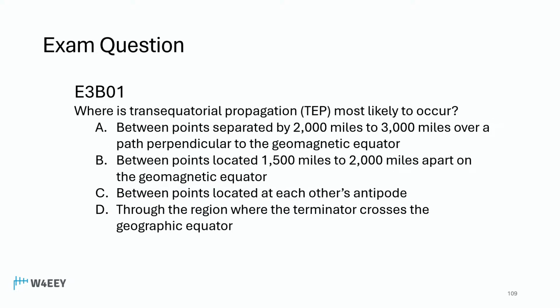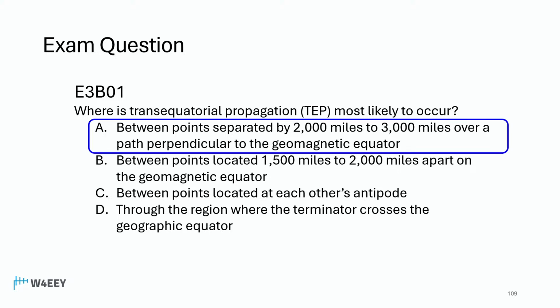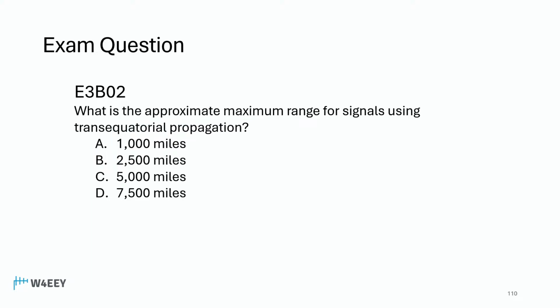Where is transequatorial propagation most likely to occur? This Alpha. Bravo, is it? Well, it's alpha. Yep. Between points separated 2,000 to 3,000 miles over a path perpendicular to the geomagnetic equator, 2,000 miles north, 2,000 miles south. So it's about 5,000 total. Which is the next question.